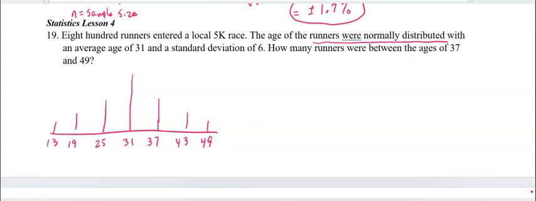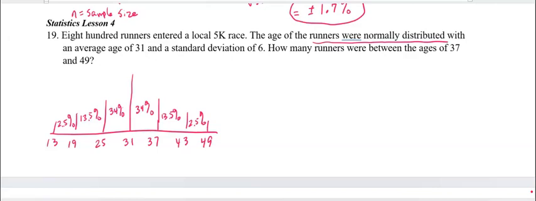And within plus or minus 1 standard deviation of the mean, this represents a total of 68% of our data, 34% on each side. And then when we go out to 2 standard deviations, this is 13.5%. And then finally, catching all of the data, this is the rest of it, 2.5% on either side. All right, so that's the curve, and we want to know how many runners.